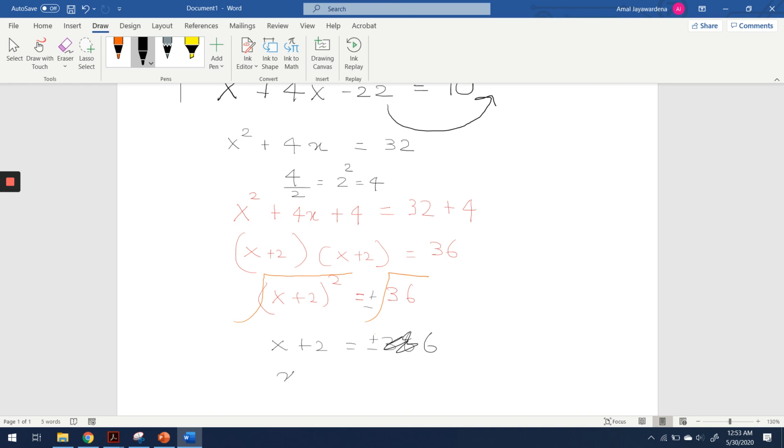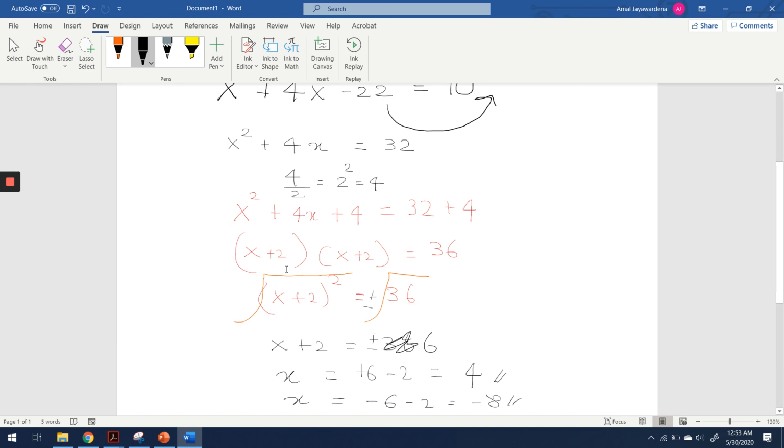So x has two solutions. x can be either plus 6 minus 2, which is plus 4, or x can be minus 6 minus 2, which is minus 8.